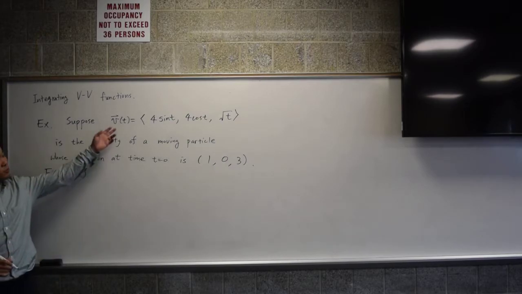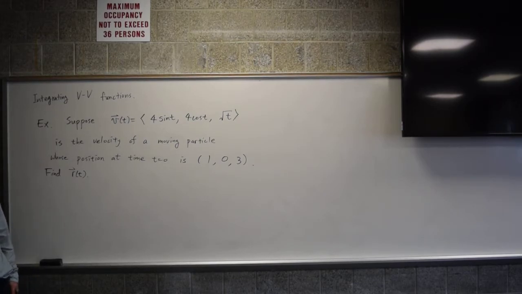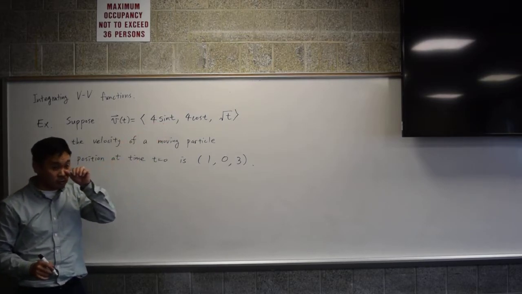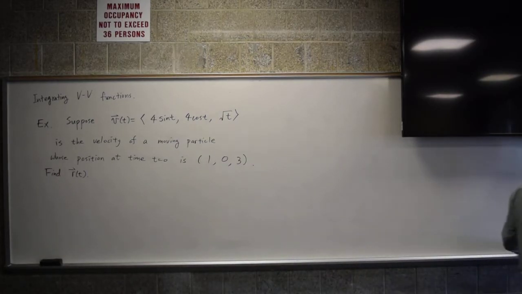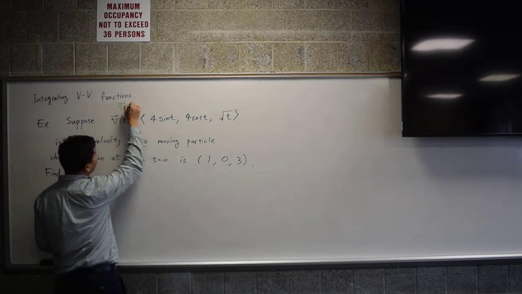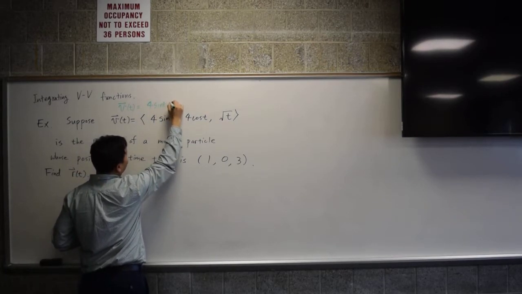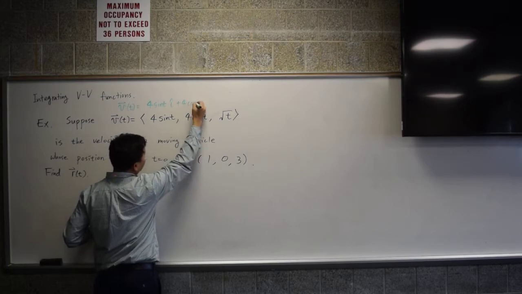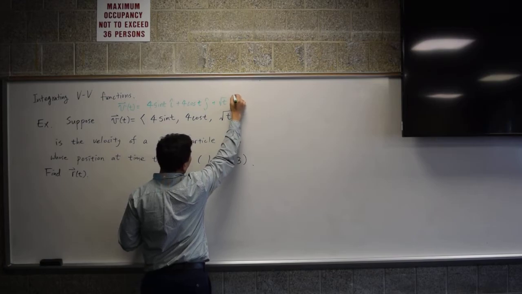In other words, given your velocity, figure out the position of the particle. We've done this question many times in Calculus 1. The only difference is now you have to integrate each individual component. Sometimes the question will be rephrased using i, j and k, so you might see V of t as 4 sine t i plus 4 cosine t j plus square root of t k.